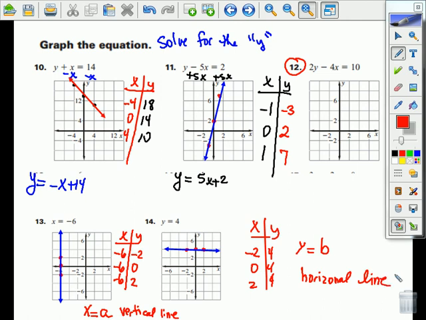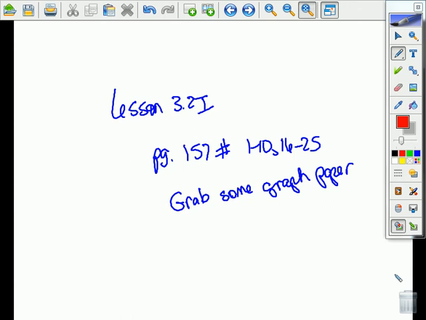Okay, so this wraps up the notes. This is what's going to be covered in tomorrow's lesson. You're going to have to check to see if points lie in a line. You're going to have to change equations into function form, so solve it for y, and then you're going to have to do some graphs. Here's the lesson if you'd like to get started early. It's 3.2 Part 1, page 157, problems 1 to 10, 16 to 25, and you will need a piece of graph paper to complete them.